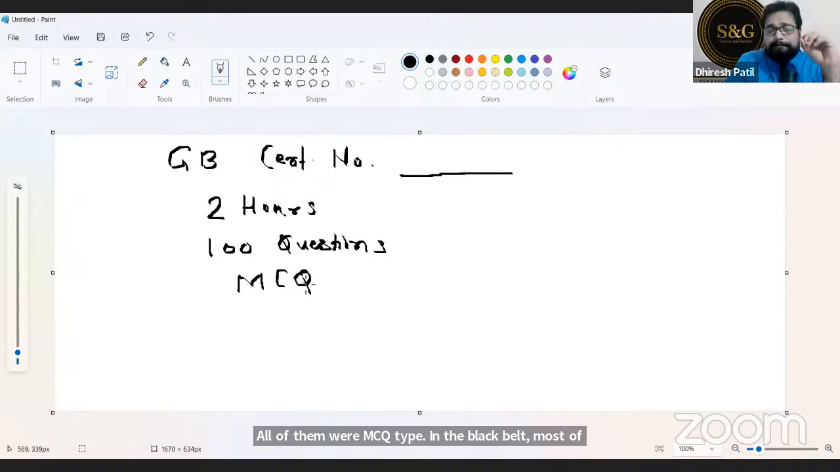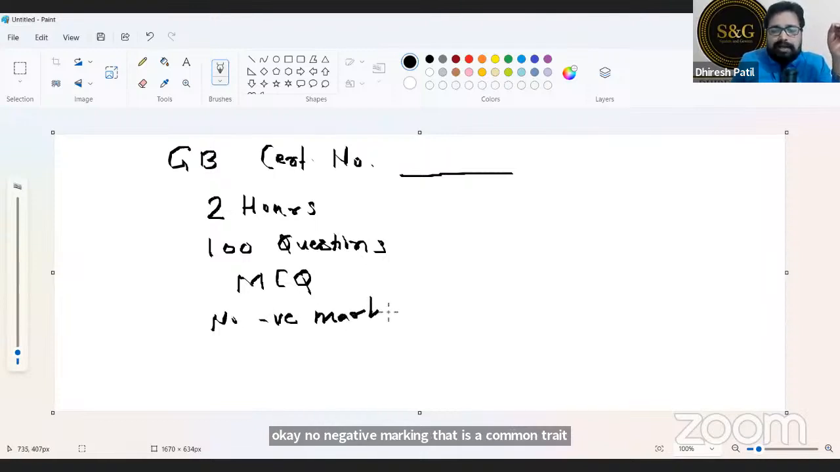For some of them, a video will be given and you have to answer based on that video, or Minitab screenshots are given. According to that, you have to predict the values. Okay, those kinds of things will be there. Okay, no negative marking. That is a common trait. What is negative marking? If you give the wrong answer, it reduces your 1 point. That is called negative marking. So we are not having any negative marking in CSSC.